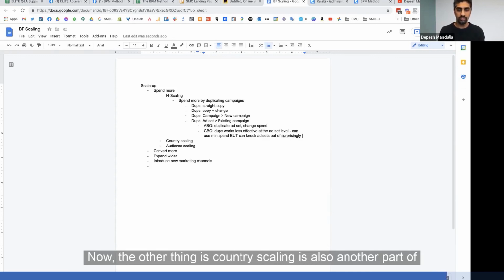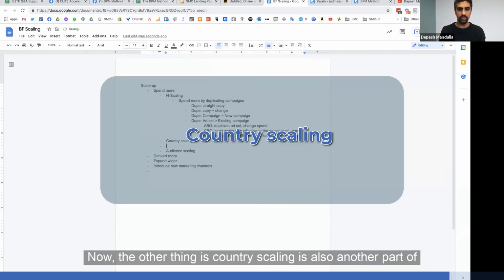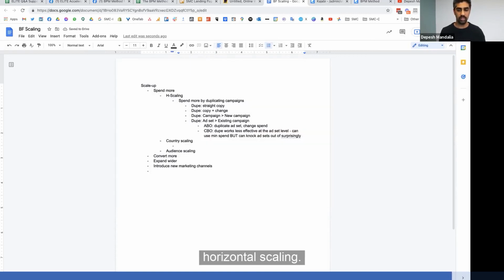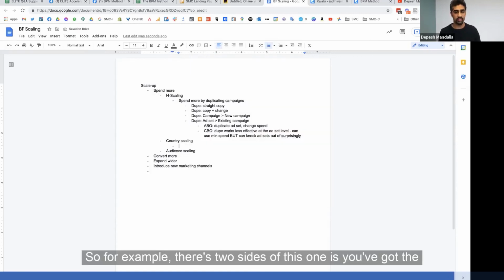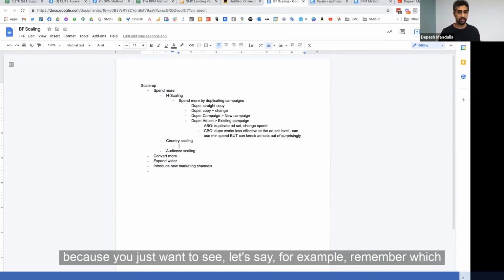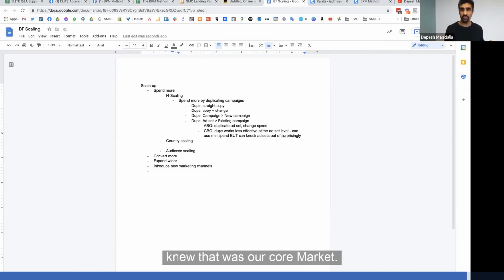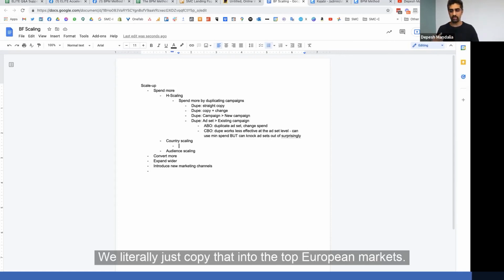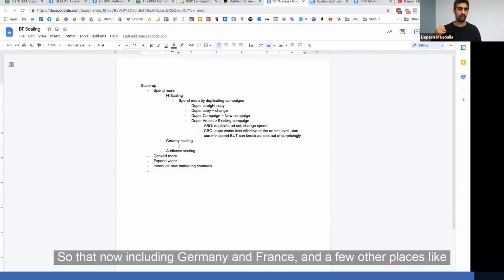Now, the other thing is country scaling is also another part of horizontal scaling. So for example, there's two sides of this. One is you've got the opportunity to sell in other countries, but you're not doing it yet because you just want to see. Let's say, for example, I can't remember which campaign we were running, but we tested on UK and US first. We just knew that was our core market. When we saw some good performance, we literally just copied that into the top European markets. So that now included Germany and France and a few other places like that.